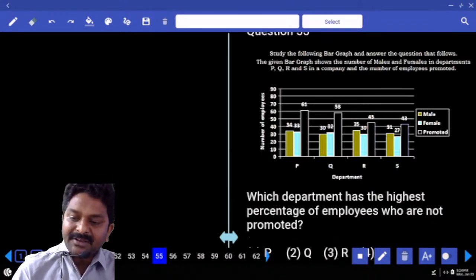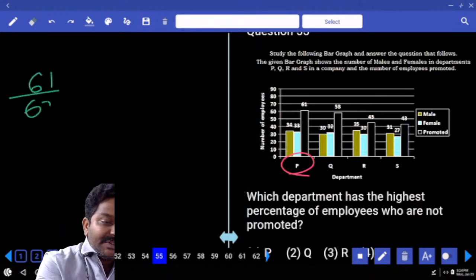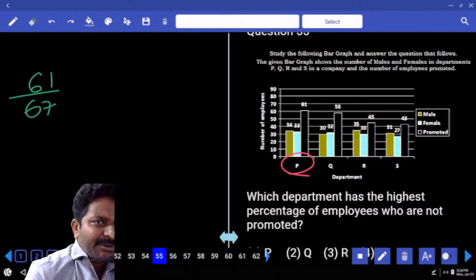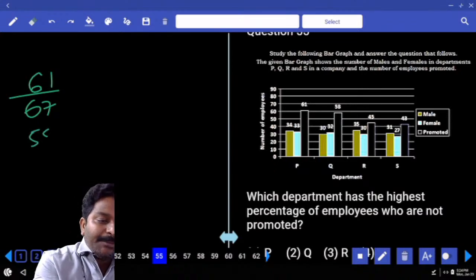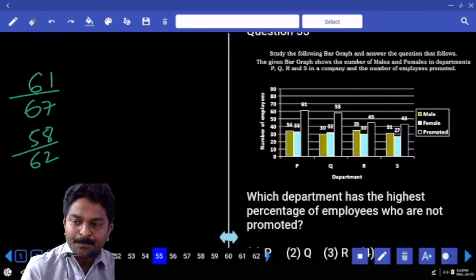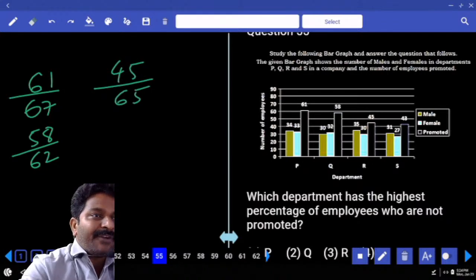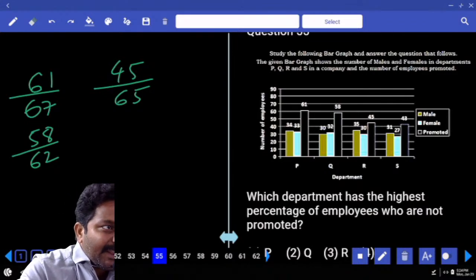Yes. So in the first one, P, how many are promoted? 61 out of 67, about 90%. The difference between numerator and denominator is 6, which is 10% of the approximate denominator, correct? Okay. Next Q, 58 promoted out of 62. This is also more than 90%. Next, 45 promoted out of 65. This is not even 80%, or you can clearly say less than 90%, correct?